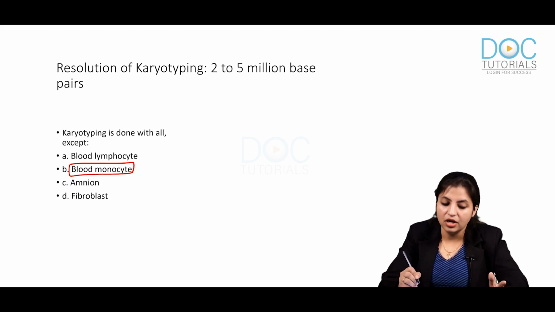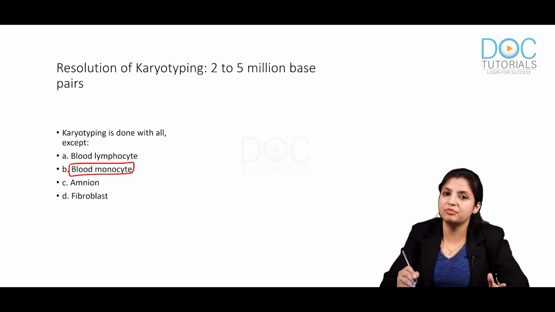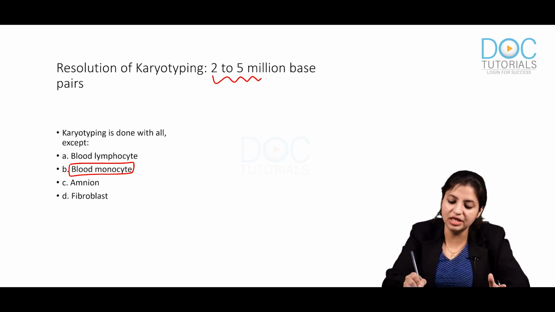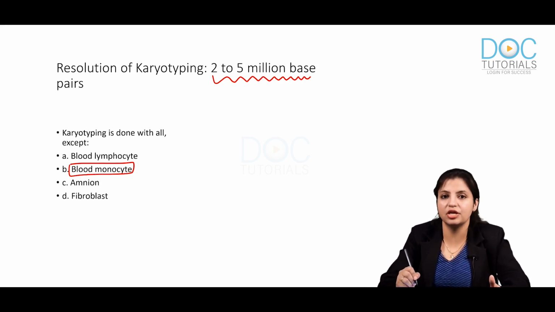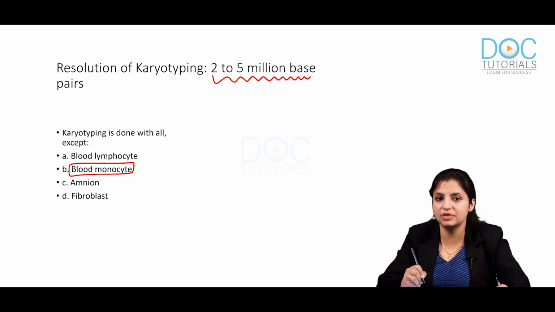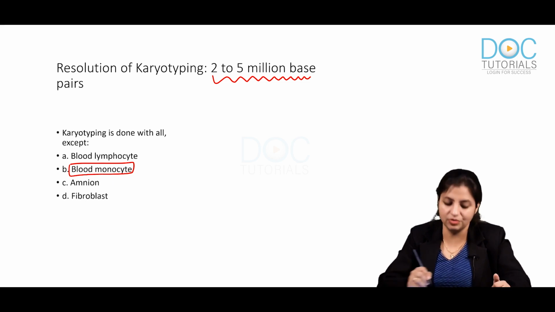Now, the resolution of karyotyping. What is the resolution of karyotyping? 2 to 5 million base pairs. That's the resolution of karyotyping. That's the depth, not how much we can see. We can see 2 to 5 million base pairs by karyotyping.